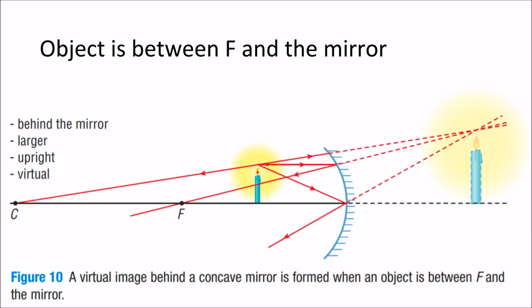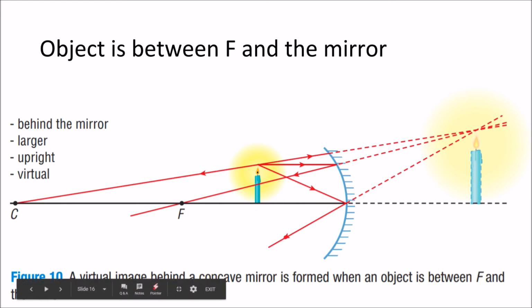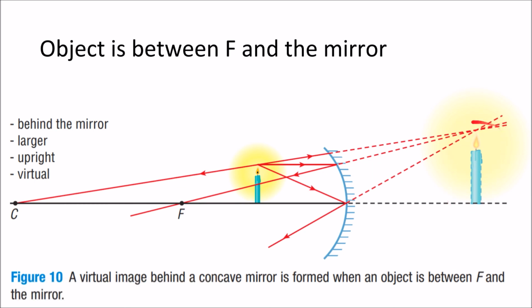The second special case is when our object is between the focal point and the vertex, or the focal point and the mirror. When we have our object there, if you trace the rays, you'll notice that our reflected rays here are diverging. They're moving apart from each other. So if we keep extending these rays this way and out this way, they're never going to meet. So instead I extend them back and I form a virtual image. And this is the only time we see a virtual image with a converging mirror, and that is when the object is between F and the mirror.